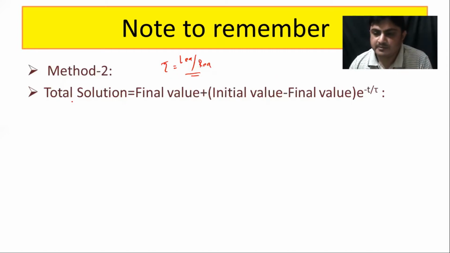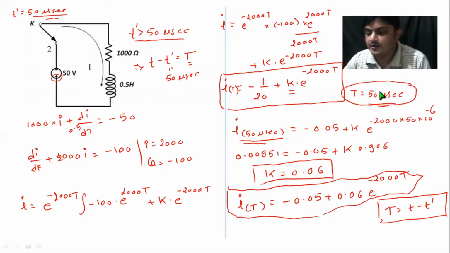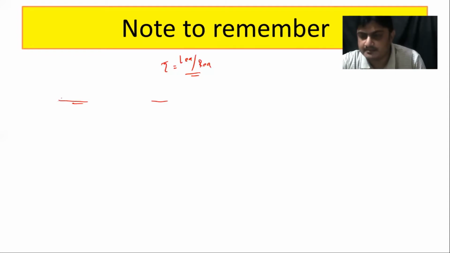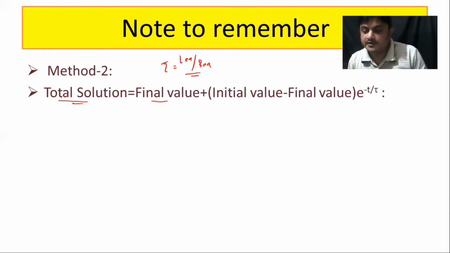Remember, your total solution, what we have been obtaining till date, is equal to the final value plus initial value minus final value into e raised to minus t divided by tau. If you look here also, this is your initial value, this is your initial minus final value, and this is your e raised to minus t by tau. This is the same, so the steps are same. You can also utilize the same steps, but my intention here is to demonstrate another method, which could be helpful when your circuit is very complex.